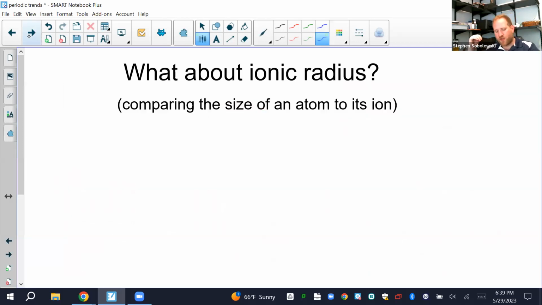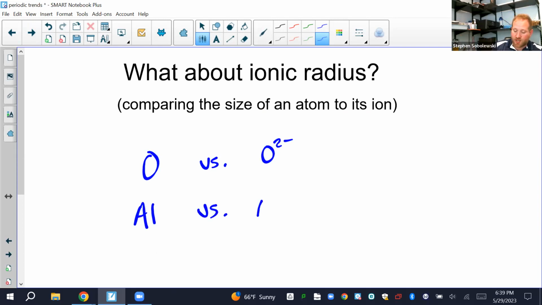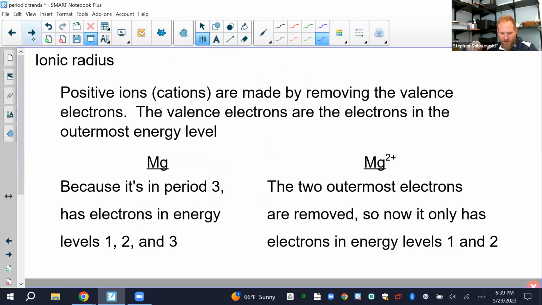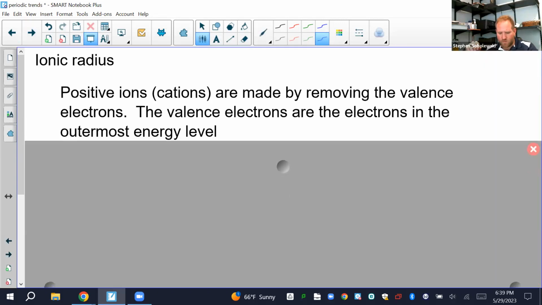All right, on to the next trend. What about ionic radius? So ionic radius is comparing the size of an atom to its ion. For instance, oxygen versus oxide, O2 minus, or aluminum versus an aluminum ion, something like that. So comparing an atom to its ion. Well, let's look at the first trend.